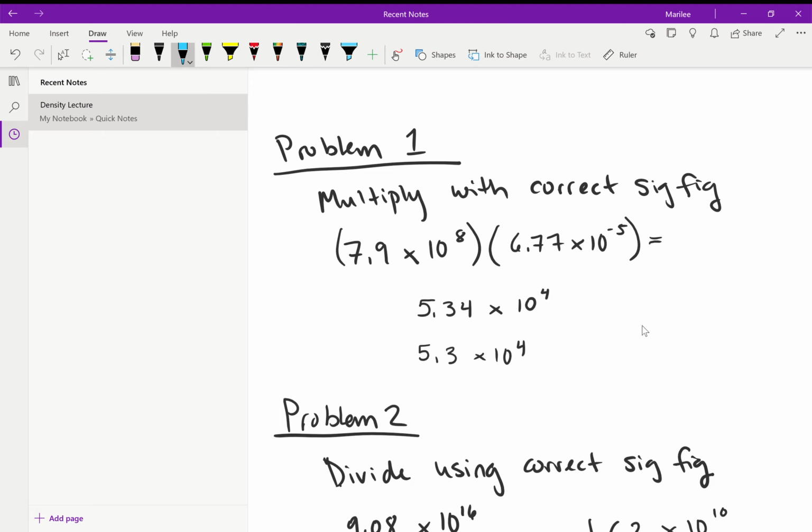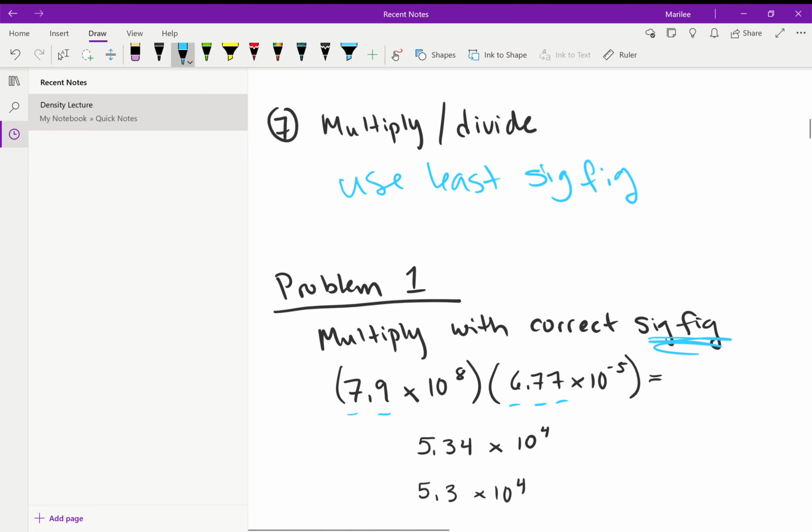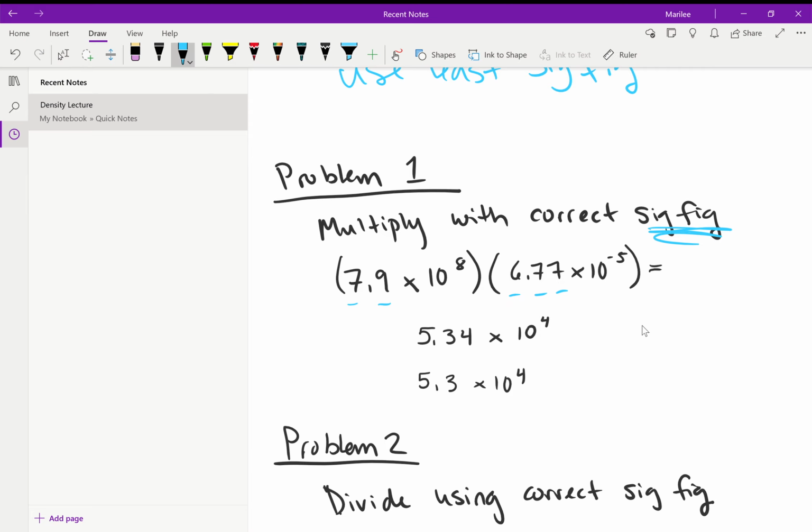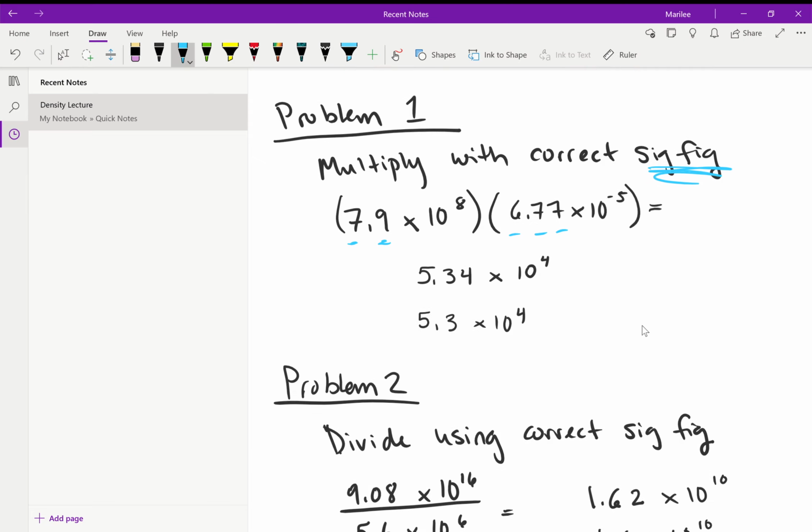I did the math for you in advance, but we have to figure out the correct significant figures. We have here 7.9 and 6.77. Because we're multiplying, what does the rule state here? Use the least significant figures. That means the least significant figure is 7.9. So the correct answer here would be 5.3 times 10 to the power of 4th. Not 5.344. This will be 3 significant figures.